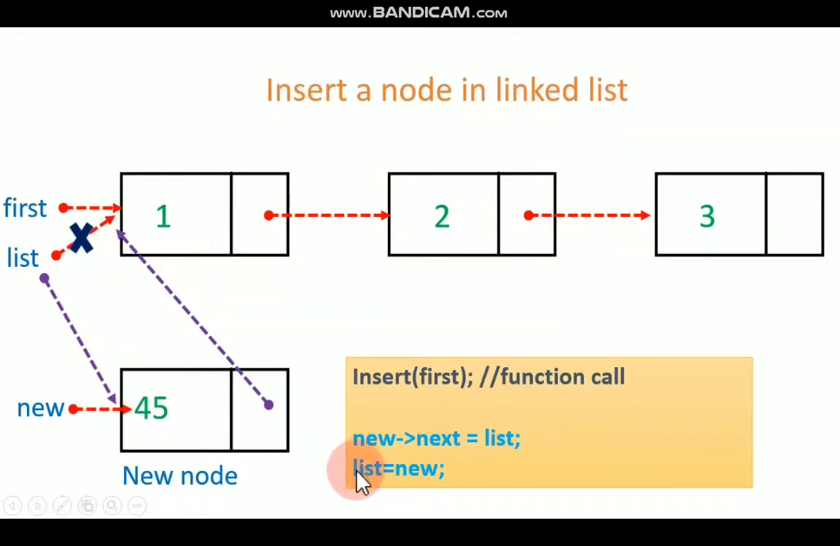We cannot write the statement list is equal to new before this. What happens if you write this? If you write list is equal to new first, then this link is broken. List now has the value of new, so new arrow next is equal to list cannot be written later on. So always be careful that you write this statement first, then this statement. Otherwise you will lose this link. Okay.